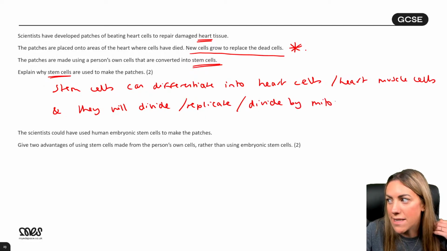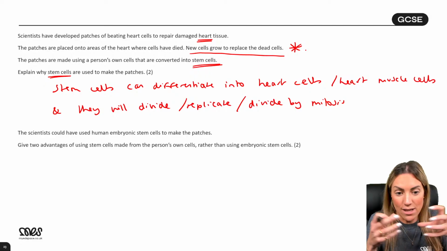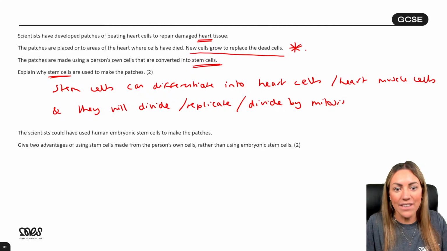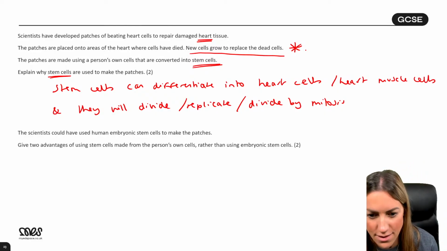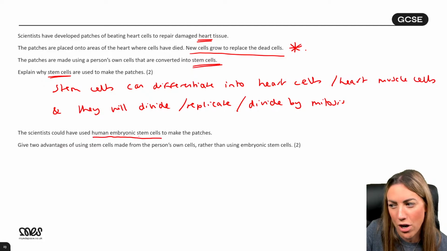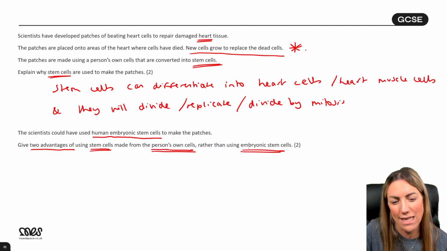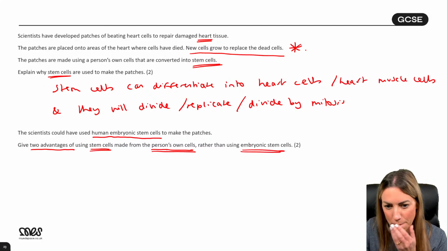So if you put those stem cells, those patches of stem cells onto the heart, the cells will divide to replace the dead cells and differentiate into heart cells. Okay. This one's a really good question, I think. The scientists could have used human embryonic stem cells to make the patches, but can we give two advantages of using stem cells made from the person's own cells rather than using stem cells taken from an early embryo?